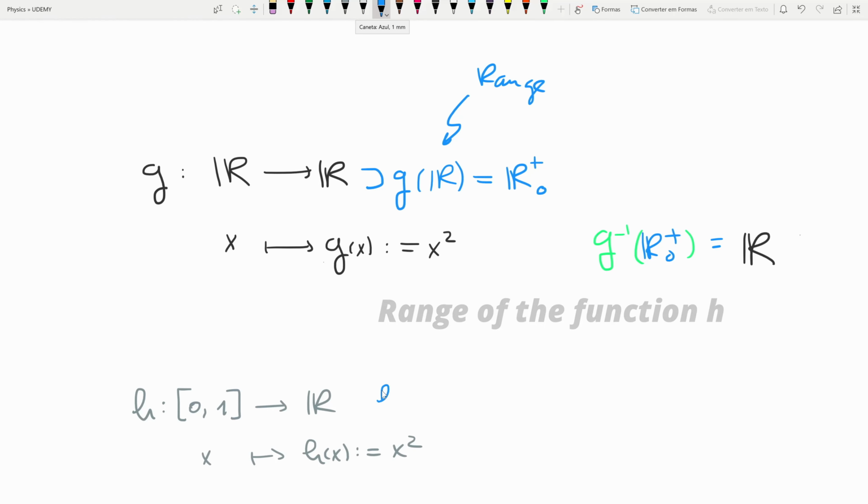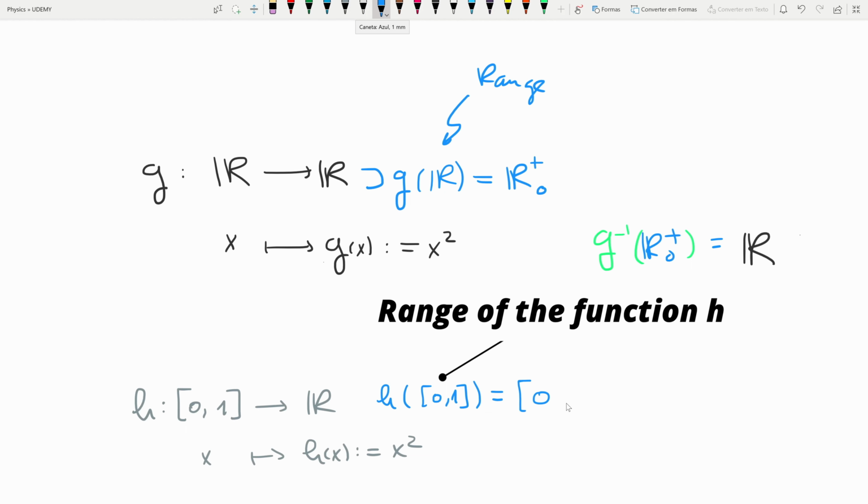What is in this case the image of 0 and 1? Well, it's the range of the function. So h of 0, 1 is by definition, well, all the elements from 0 to 1 as well, okay? Because when you square any number between 0 and 1, you get all those elements between 0 and 1 again, okay? So let's see this graphically.